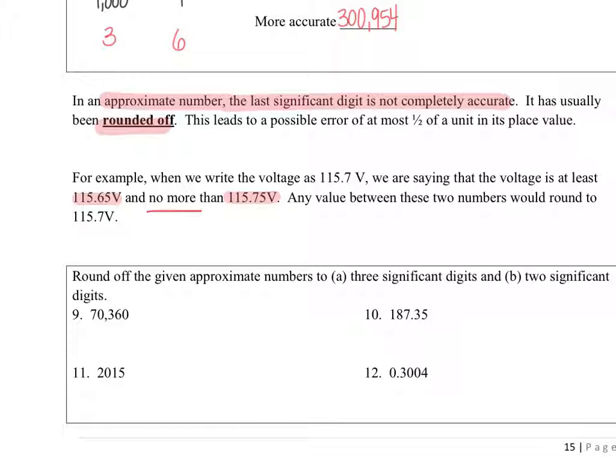So this next example says, round off the given approximate number to 3 significant digits and 2 significant digits. So for part A, 3 sig figs, we would keep the 7, the 0, and the 3. The 6 and the 0 would change to zeros. Put a comma. For part B, where it says 2 sig figs, we would only keep the 7 and 0, and put 3 zeros after it. I'd like you now to try 10, 11, and 12.